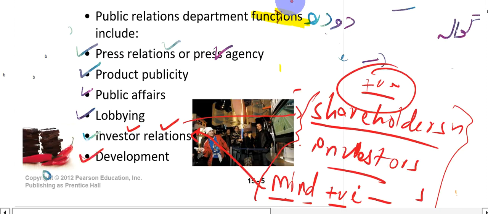So at last we have development. In order to make some developments in the organization, the public relations department plays a very good role, and this is one of the functions of public relations: to make some developments in the organization or in the products.